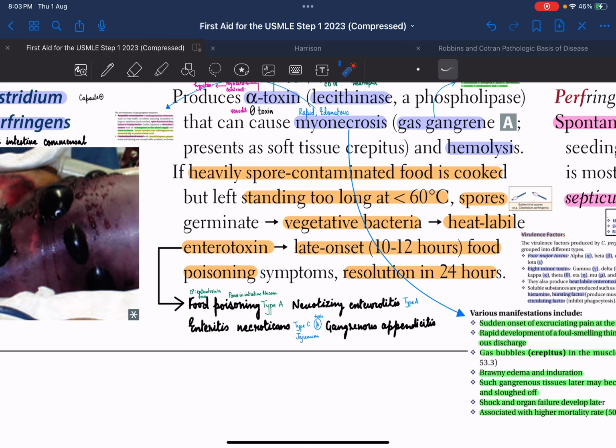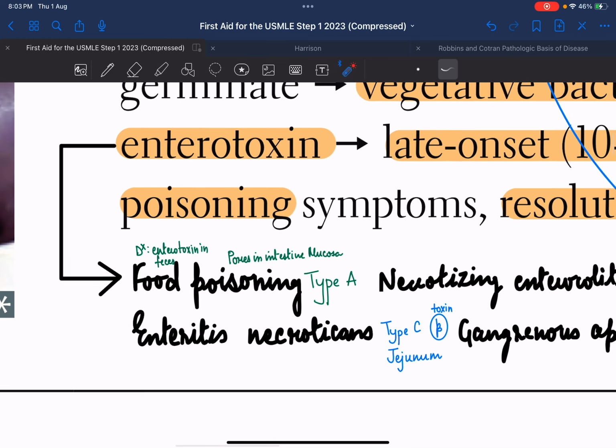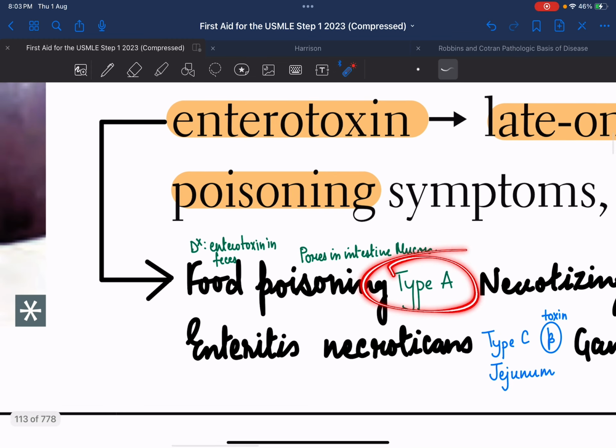If food which is cooked has been left standing for too long at less than 60 degrees Celsius and it is heavily contaminated with spores, what will happen is this bacteria is in spore form, that means it is in a rough and tough situation. Now it is getting a favorable situation, so the bacteria will start growing as vegetative bacteria, and that will eventually release heat labile enterotoxin. Within 10 to 12 hours of food intake it will lead to food poisoning symptoms, and this is basically by the type A category of the Clostridium perfringens bacterium. This basically causes food poisoning.